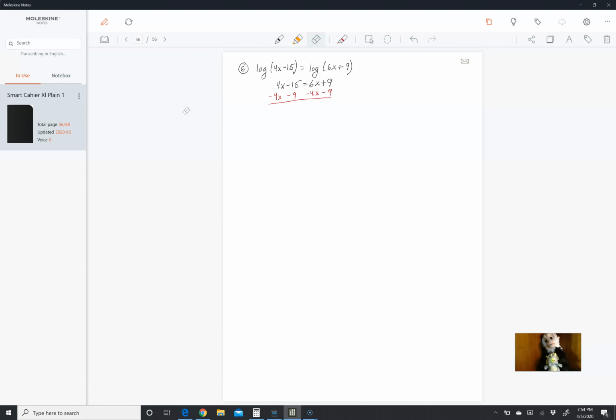It's sort of a coincidence that the x's always wind up on the right. The way I do it is I try to make my x's positive, but how you do it is up to you. So negative 15 minus 9 is negative 24, equal to 2x. These canceled, these canceled. We divide both sides by 2, and we get that x is equal to negative 12.